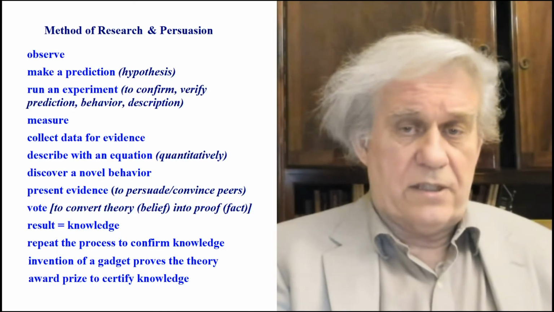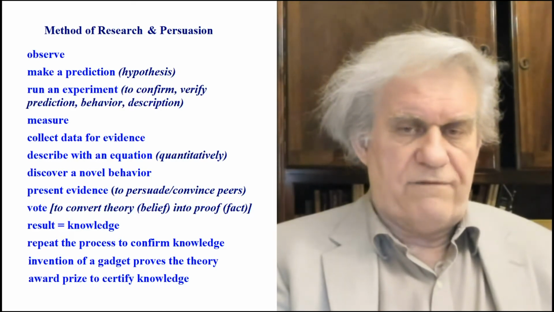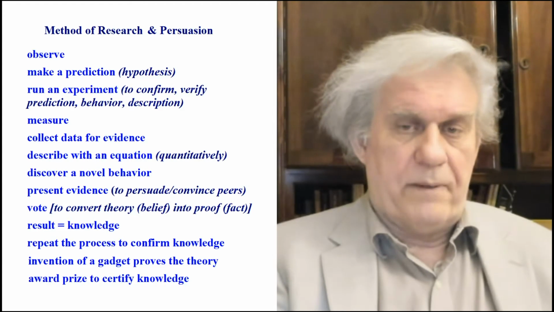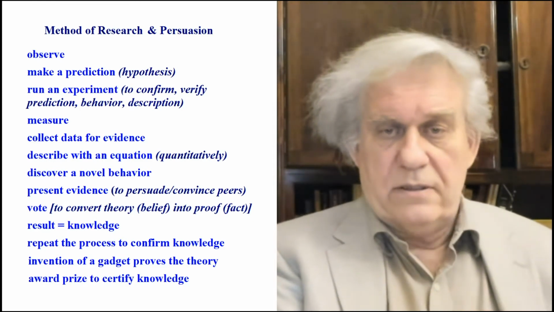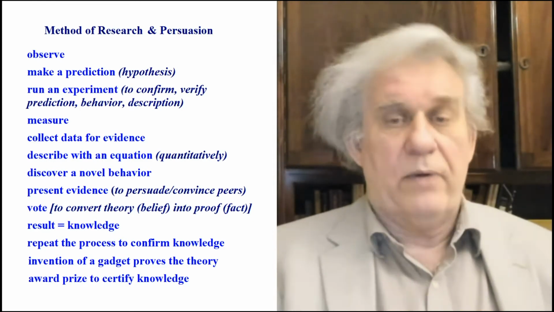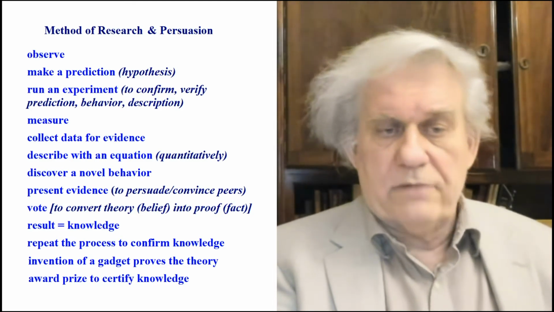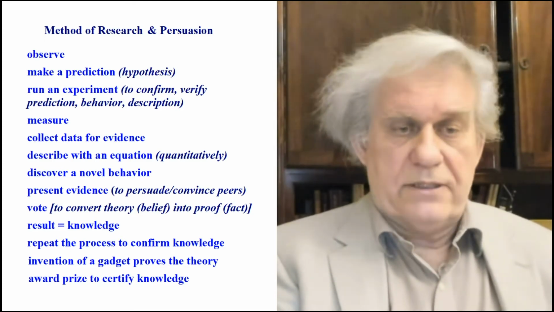How do we determine when the flat Earth becomes a fact? More people vote for it. Is that the way it works? Is that what voting is about? By consensus, the peers vote. The result, according to these people, is knowledge. They say, oh, we have knowledge now. Well, what do you mean by that? Well, you repeat the process to confirm the knowledge.